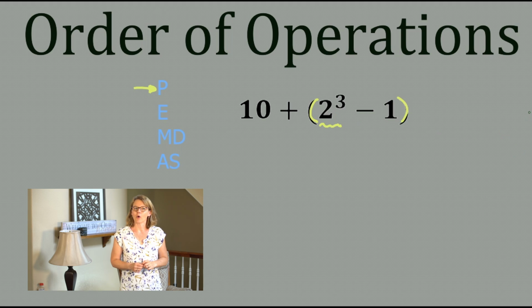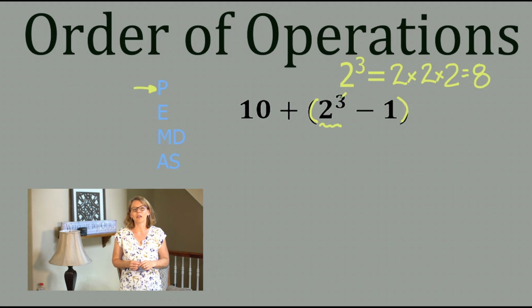Let's do a quick review on what 2 cubed is, remembering it is not 2 times 3. It is 2 times itself 3 times. 2 times 2 times 2. 2 times 2 is 4. Times 2 equals 8. I'm going to slash the 2 cubed and make it an 8 here.